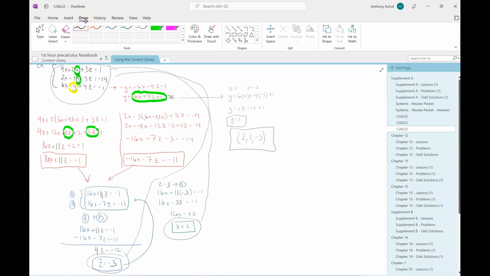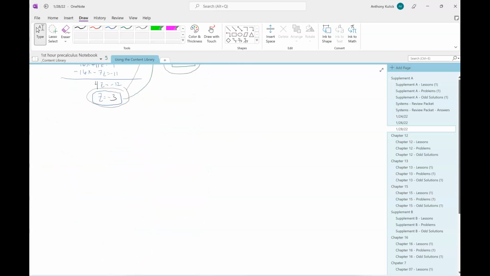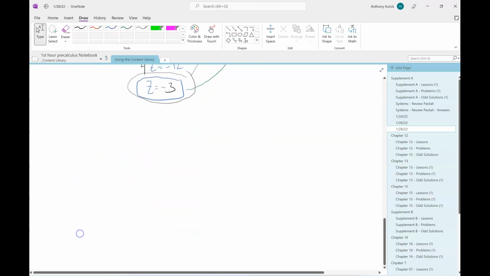Does that kind of feel familiar? Again, we did this last year, so it shouldn't be like, I don't have any idea what to do. It should be like, okay, I kind of remember doing this, and it was just kind of a pain sometimes.